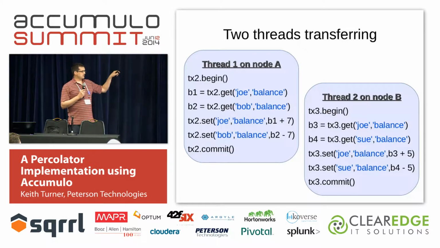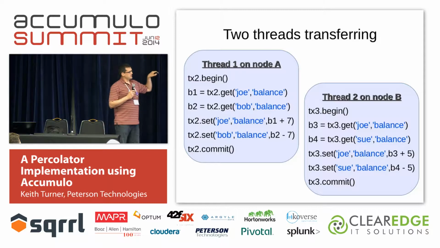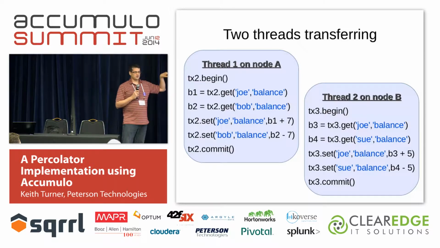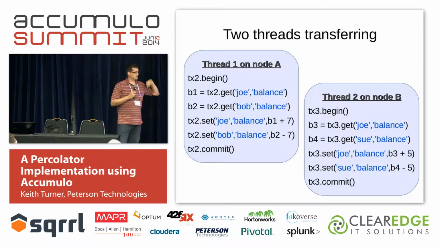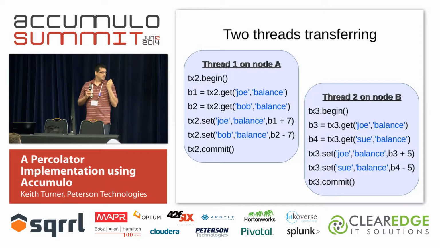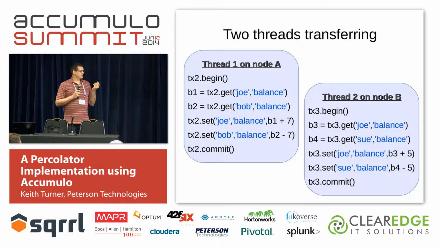Now in the Percolator data model with snapshot isolation, if transaction 2 commits before transaction 3 starts, then transaction 3 will see its changes. If transaction 2 does not commit before transaction 3 starts, then it will not see the changes. But what you get here is the assurance that you'll never end up with adding $7 to Joe's account and not deducting $7 from Bob's account, or vice versa.